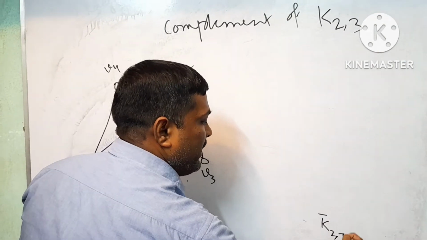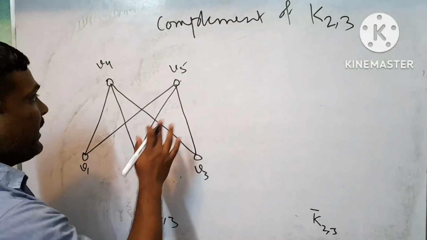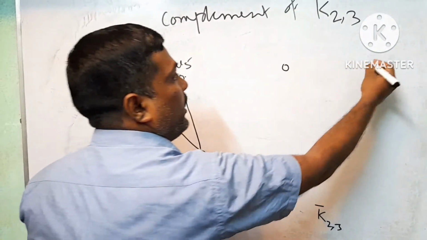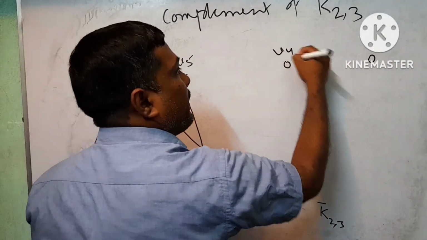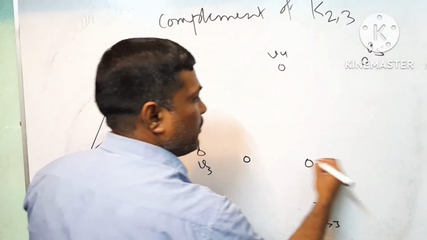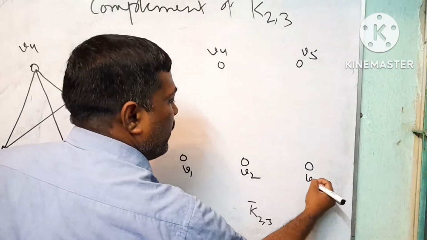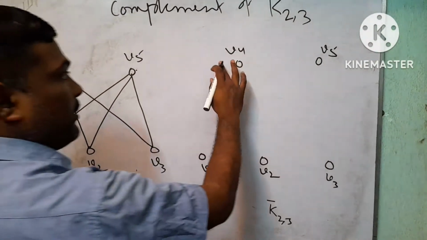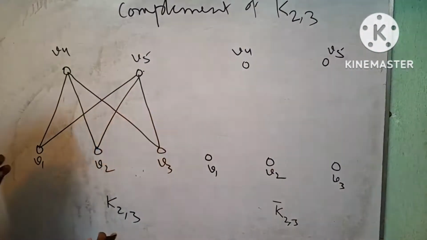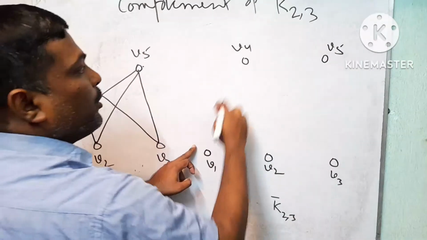Suppose that graph is K bar 2, 3. It has the same vertex set. So this is V4, this is V5, and this one is V1, V2, V3. These are V4, V5, V1, V2, V3. Now V1 is adjacent to V4, V5 in the original, so V1 is not adjacent to V4, V5 in the complement.